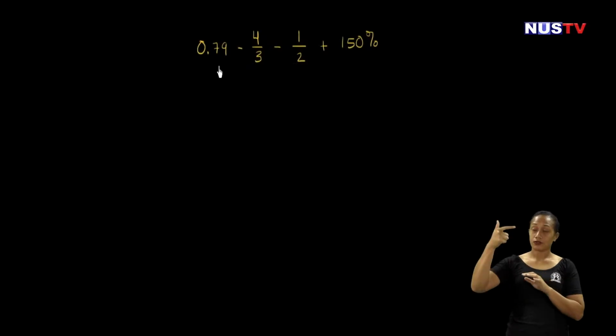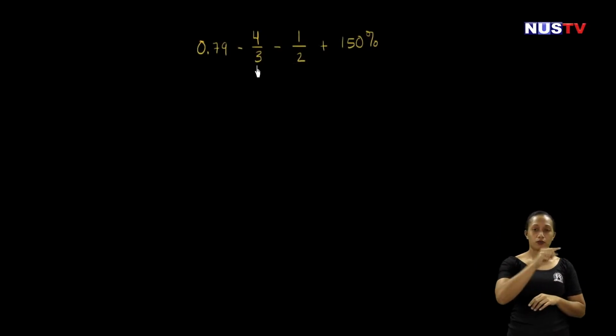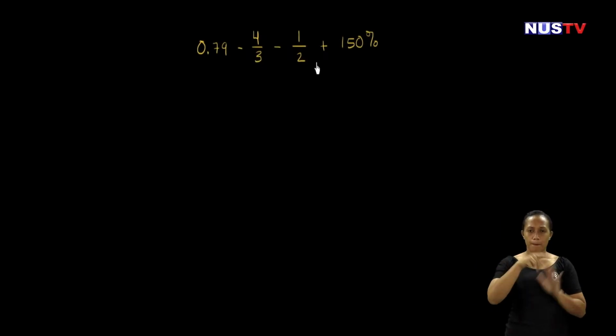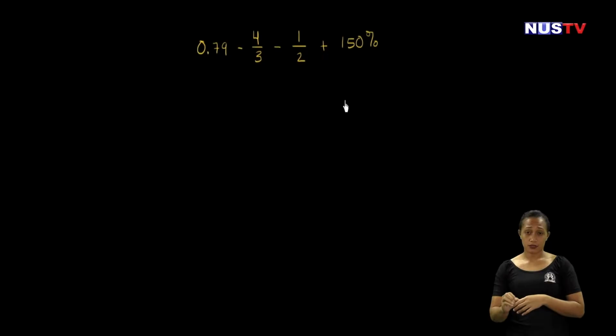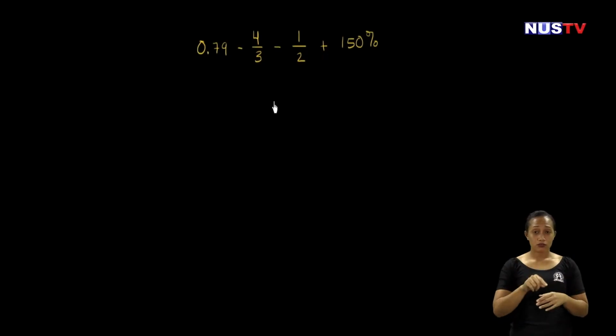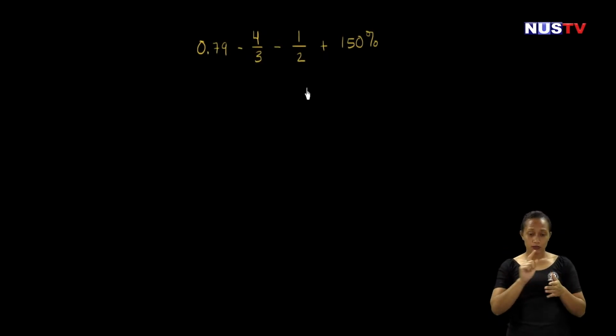So we have 0.79 minus 4/3 minus 1/2 plus 150%. So we have 4 different numbers written in different formats. Here it's a decimal, here we have 2 fractions, and then here we have a percentage. So the easiest thing to do would be to write all of these in the same format. And for me, the easiest format to do this computation in would be to write them all as fractions.